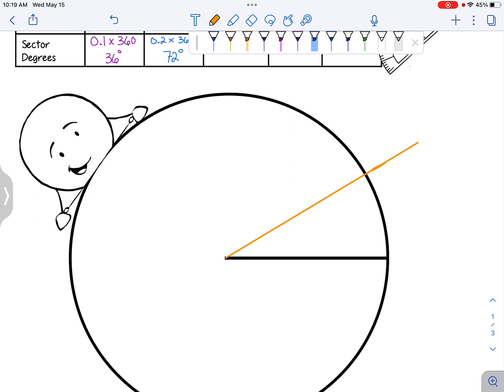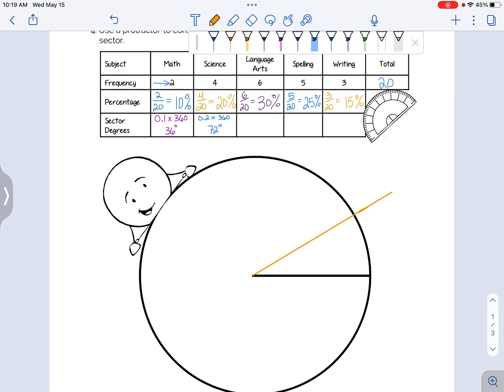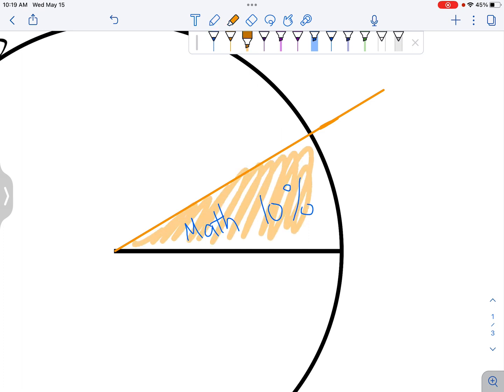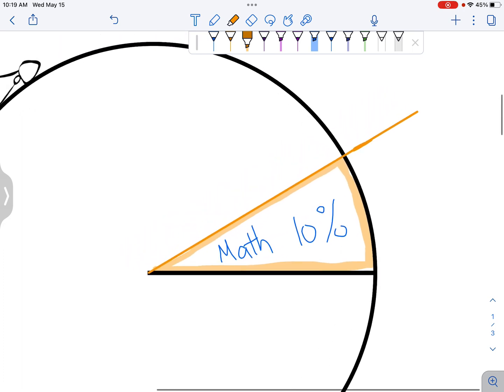Okay, this is the math sector. Inside, I'm going to write math and 10%. I like to lightly color it as well. It helps me see the different sectors. You don't have to color it. If you look on the answer key, you'll see that I just colored right around the edge. Right? So whatever makes the most sense to you, you just want to make sure that you can see it. All right, so that's math.